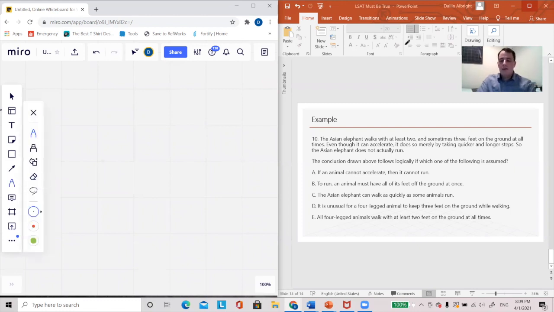The conclusion drawn above follows logically if which one of the following is assumed. And notice our example answers here can all be rephrased as if-then conditional statements. So I'm going to take a look at the facts that they've given us and their conclusion, and then I'm going to compare that with the conditional statements that they've given us right here. So in the question stem, it tells us that the Asian elephant walks with at least 2 and sometimes 3 feet on the ground.